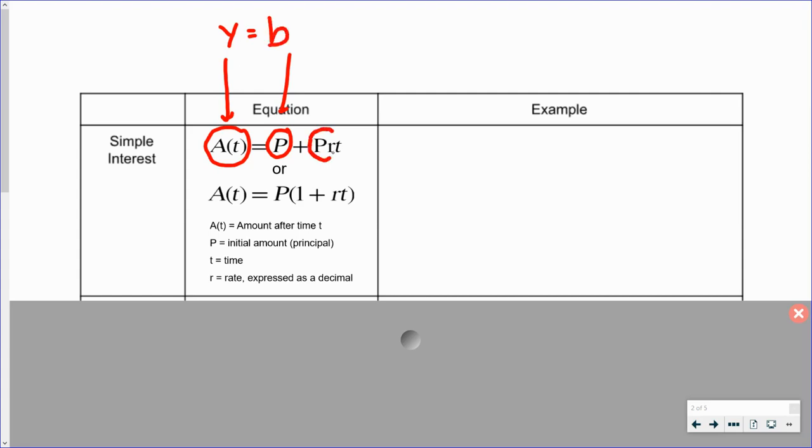P times R is just your initial amount times whatever your interest rate is. And that's going to be, in this case, the constant amount by which your account grows. So that's like the slope. And then T, time, represents your input values, and your input values in a linear function are typically represented by x. So really, it's just y equals mx plus b written as y equals b plus mx. Okay, so this is, again, just a linear equation.